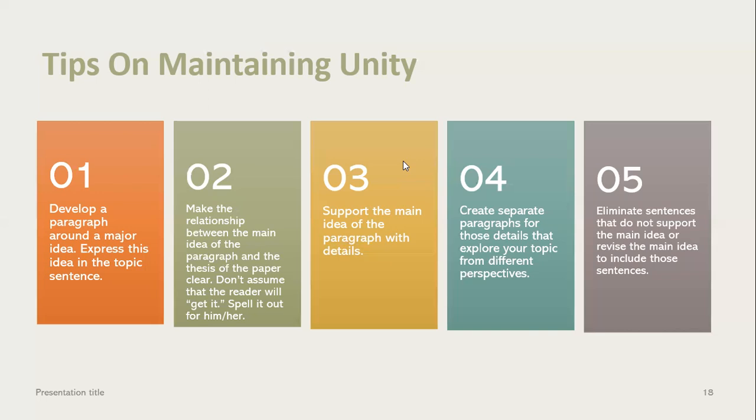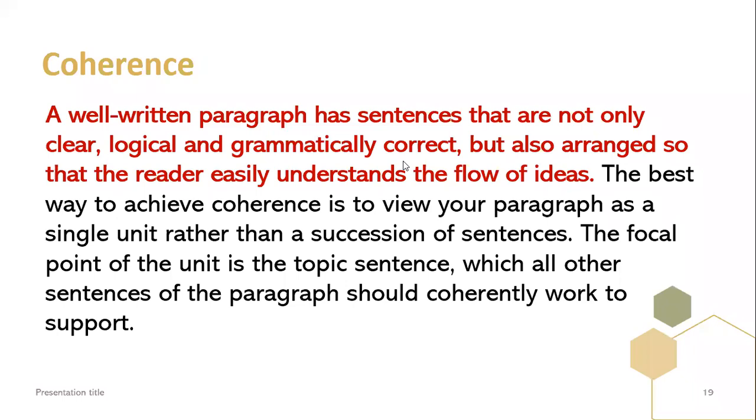Okay, so I move on to coherence. A well-written paragraph has sentences that are not only clear, logical, and grammatically correct, but also arranged so that the reader easily understands the flow of ideas. The best way to achieve coherence is to view your paragraph as a single unit, rather than a succession of sentences. The focal point of the unit is the topic sentence, which all other sentences of the paragraph should coherently work to support.